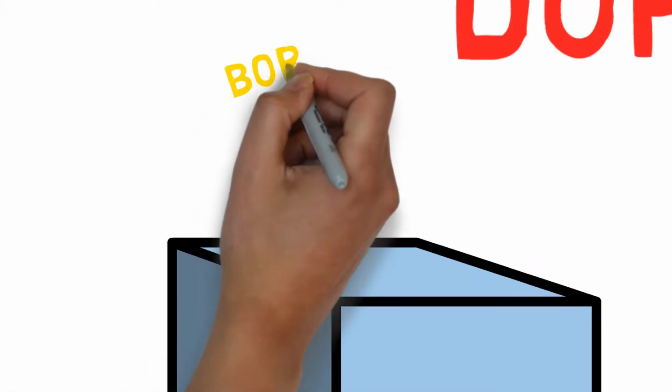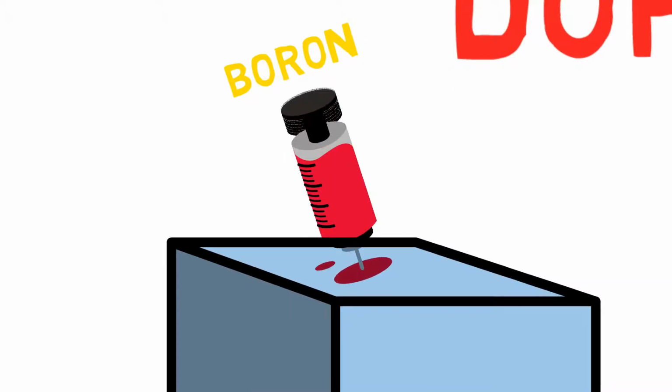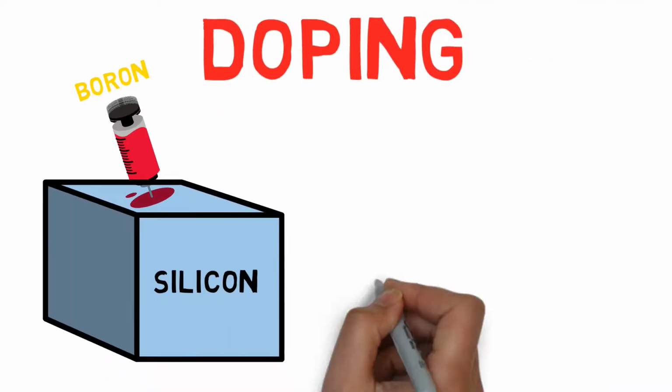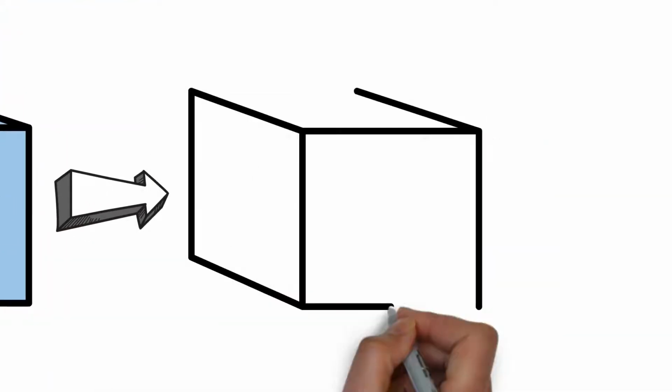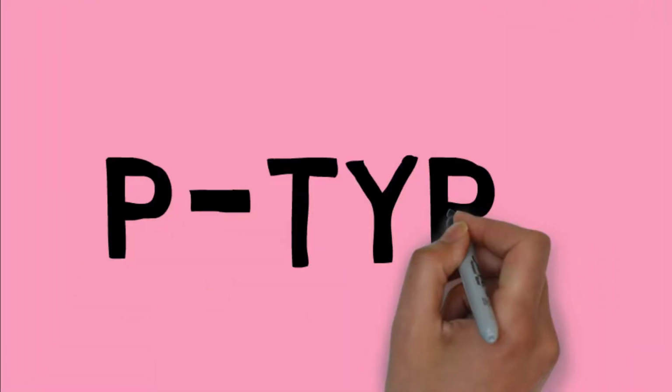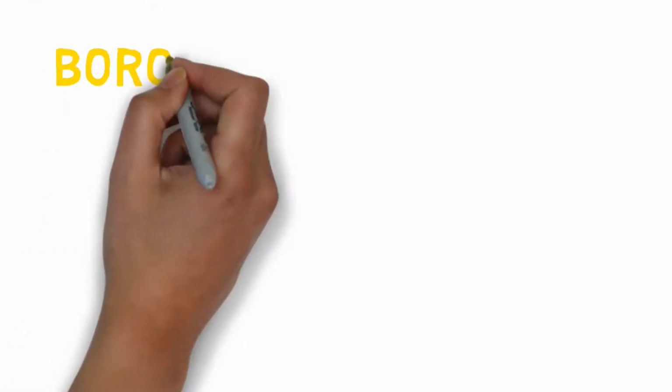Now the boron is doped into the silicon. It's done by various complex processes, but I had shown it in an easy way. This boron-doped silicon is referred to as p-type. P implies positive, since there is a lack of electrons or the existence of empty spaces.